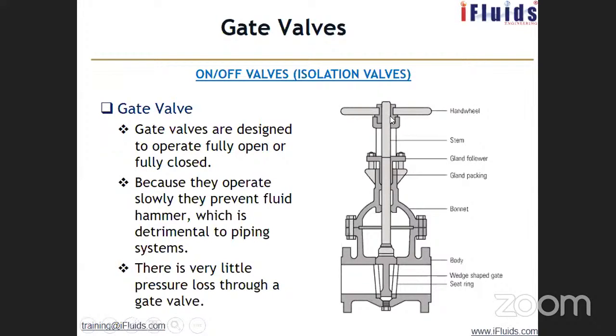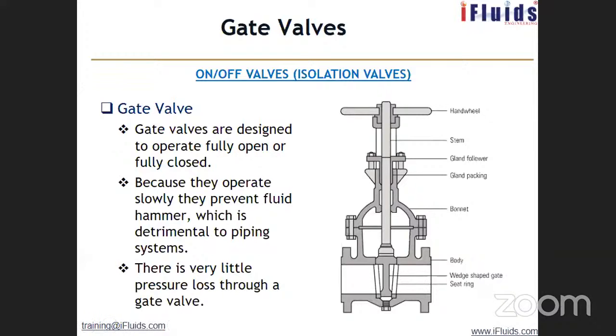All the components are shown: hand wheel, stem, gland packing, bonnet, then body of the valve, and then this is the seat. This is the seat, and this is the gate. This is called the gate, wedge-shaped gate. So the gate valves are designed to operate fully open or fully closed. Because they operate slowly, they prevent fluid hammer.